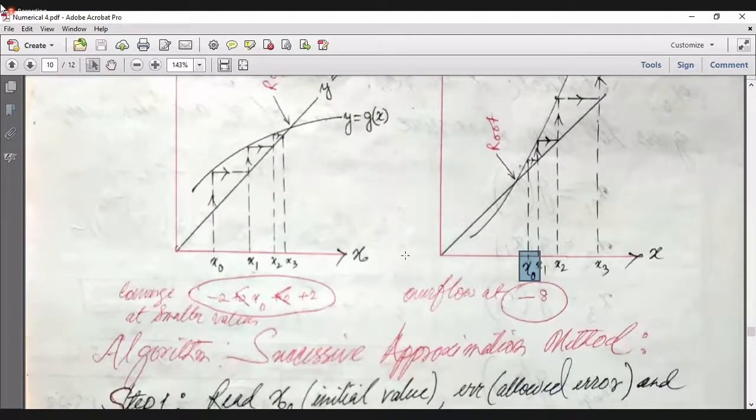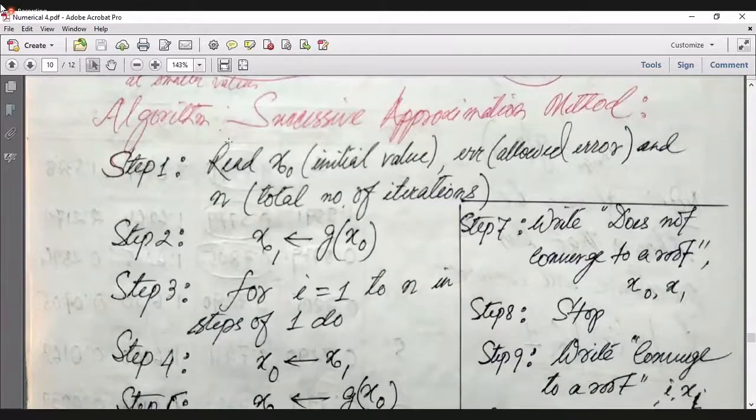So this one is very simple here. Simply you read x naught. You choose a starting point from here, and the number of iterations.